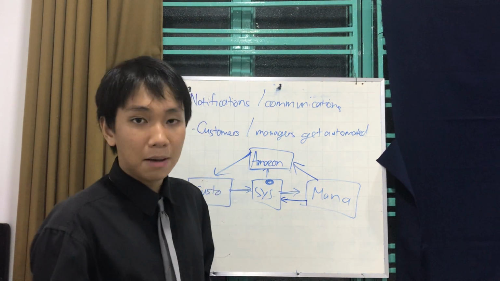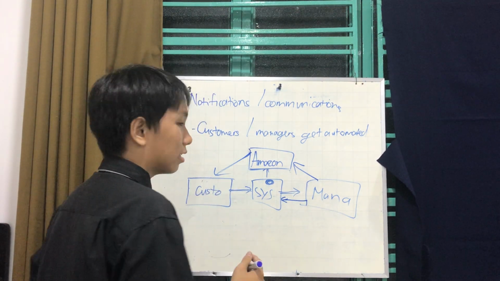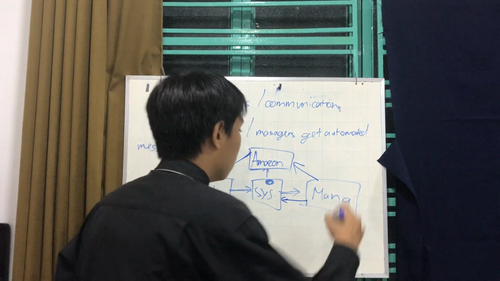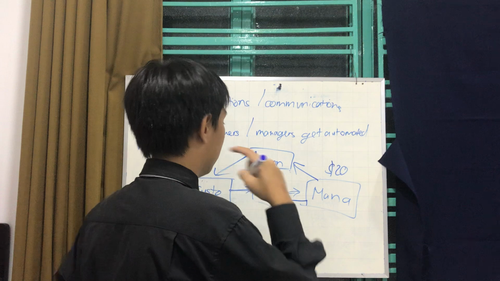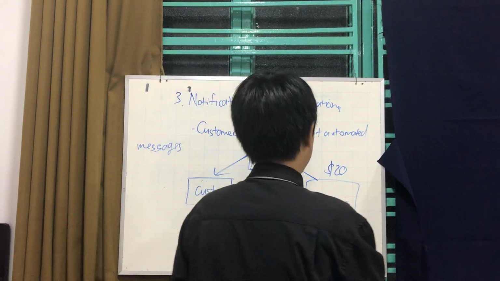So what if next time something happens? Next time, for example, the lamp broke. The manager still charged $20. The process with the manager is a bit too complicated.